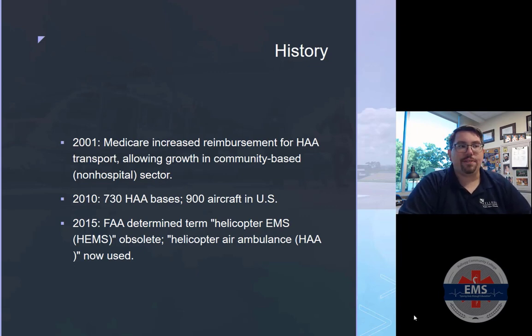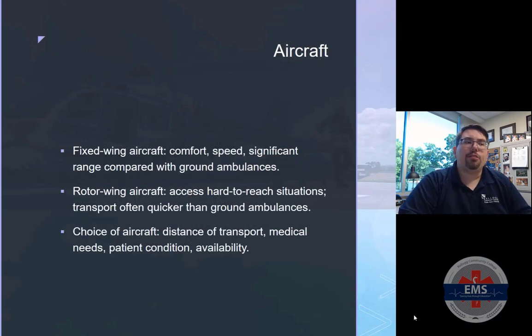As of 2015, the FAA determined that HEMS, helicopter EMS, as an actual term is no longer utilized. It's obsolete. Now we're referring to them as helicopter air ambulance, or HAA. That's the term that we now would call them. The aircraft itself, we see a multitude of types, primarily in makes and models, I should say. The primary types of aircraft you're going to see will be either fixed wing or rotary wing.